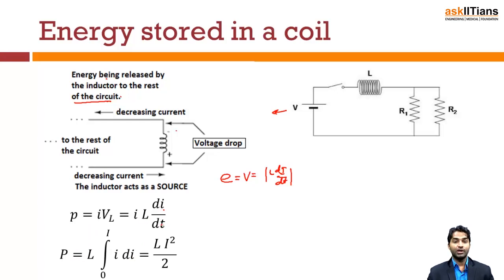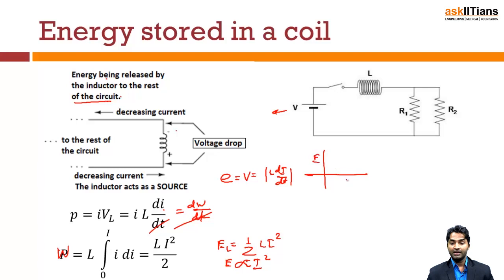We know that power is equal to work done upon time, that is dW by dt. The dt would be cancelled out. Finally we get the work done in the form of energy, that is equal to L I square by 2. So we can say the energy stored across the coil is equal to 1 by 2 L I square, or it is directly proportional to the square of the current. This means there would be a parabolic function. If we want to draw the graph for this, it would be E versus I, a parabolic function like this.